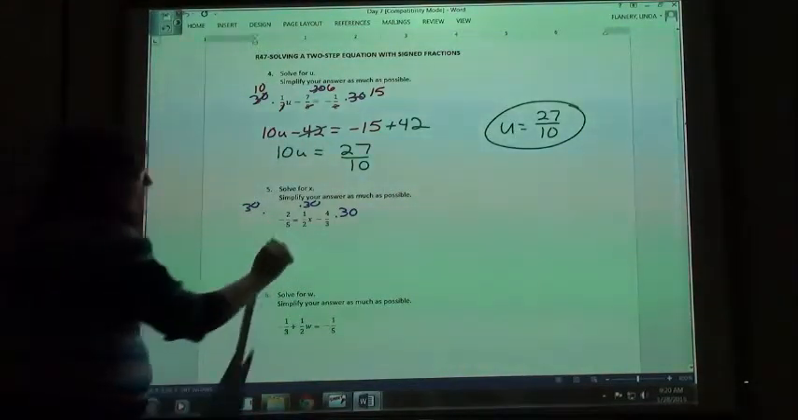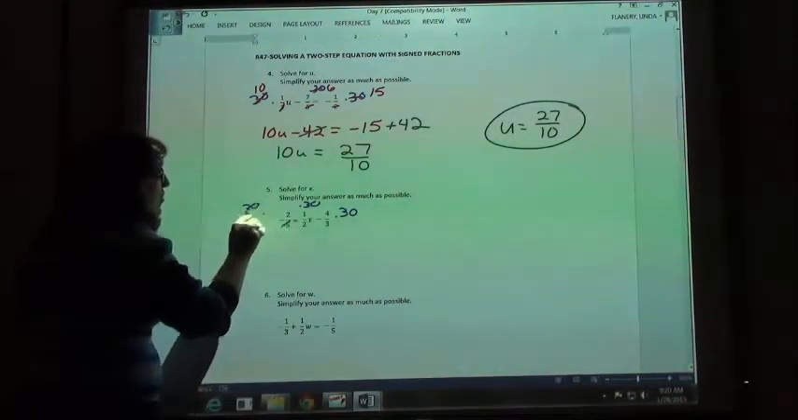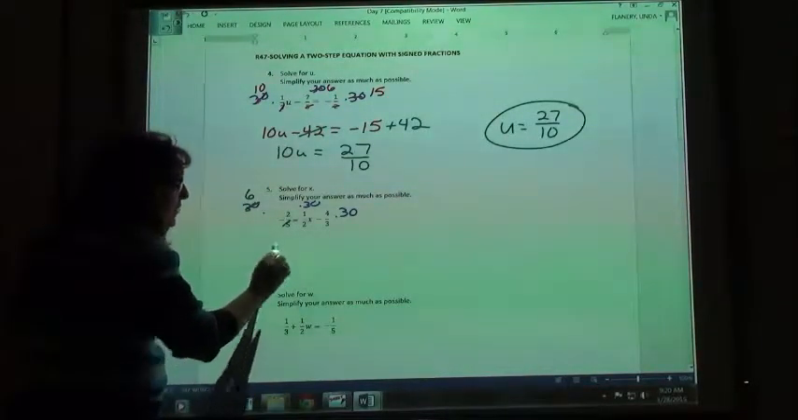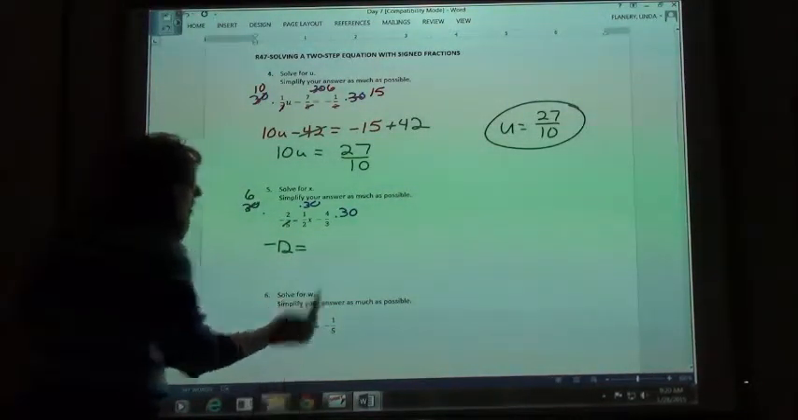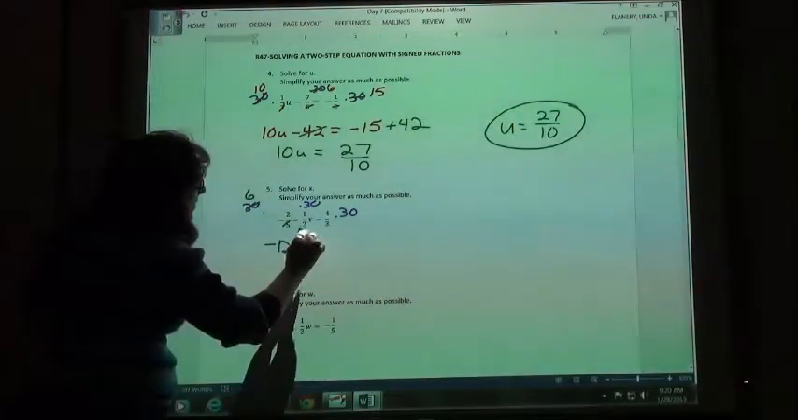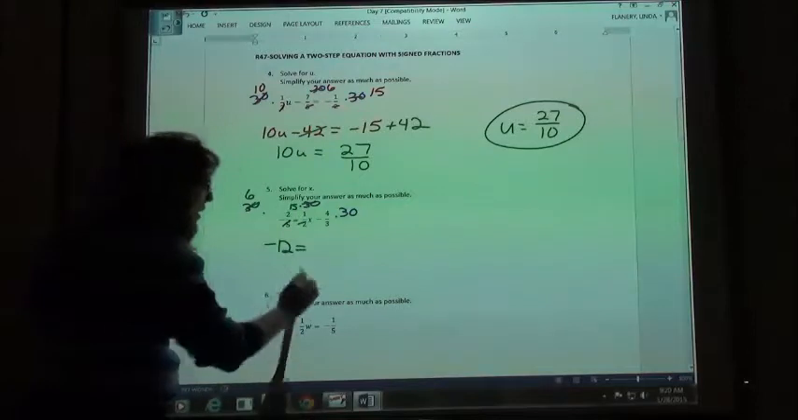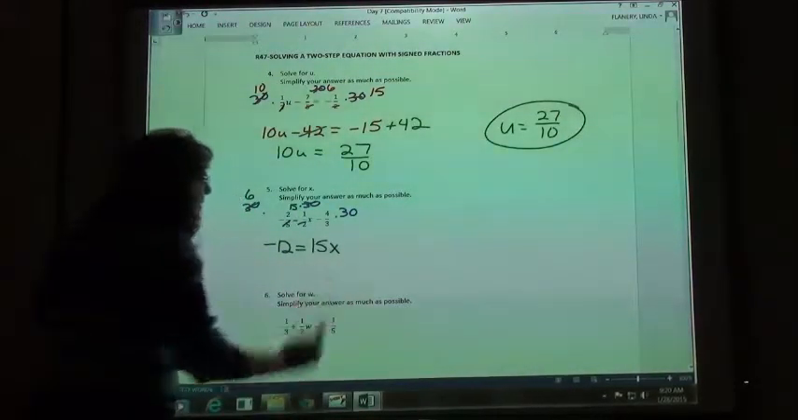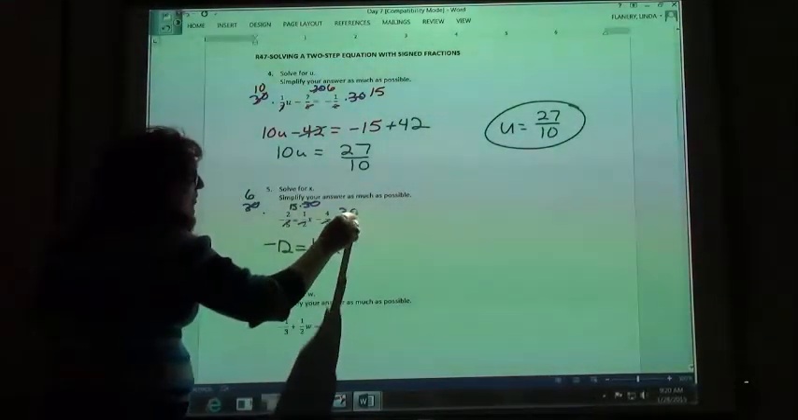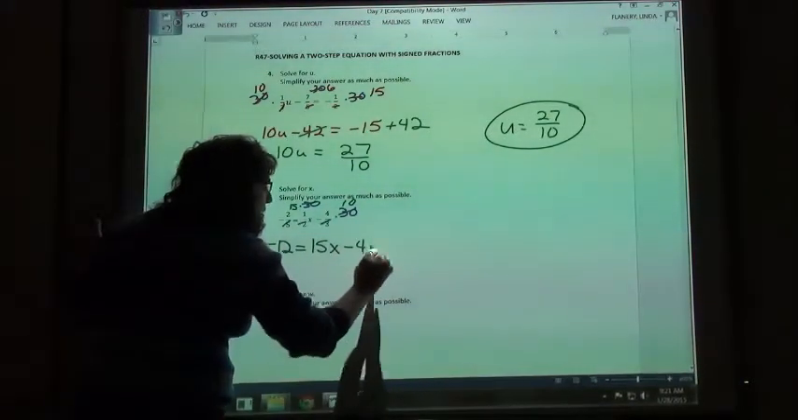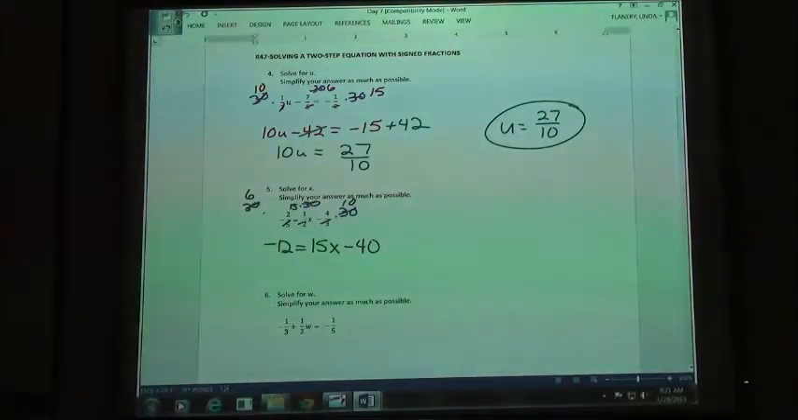So again, when I'm canceling, 5 goes into 30 6 times. 6 times my negative 2 would give me negative 12. On my other side, 2 goes into 30 15 times. 15 times 1x is 15x. And then 3 goes into 30 10 times. 10 times my negative 4 would be minus 40. So negative 12 equals 15x minus 40.